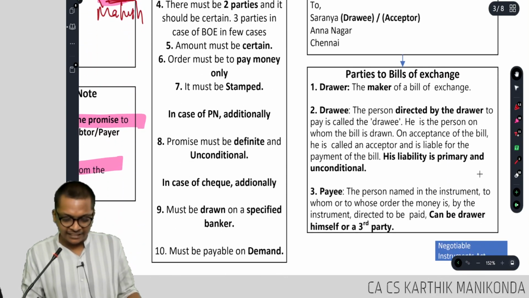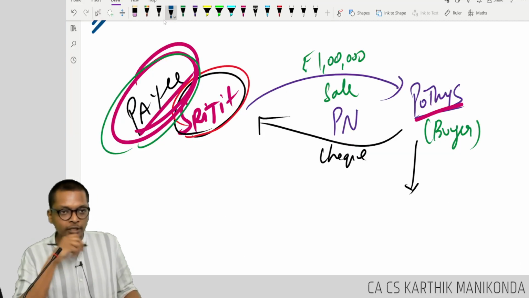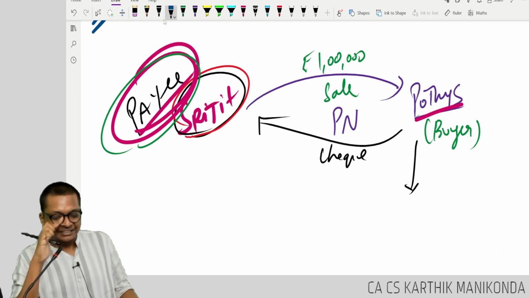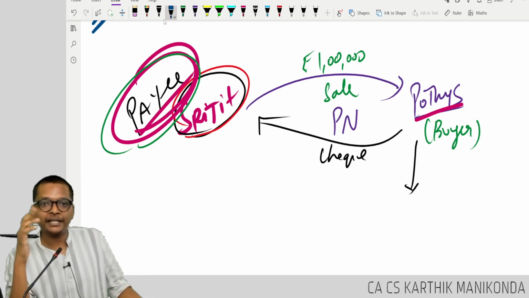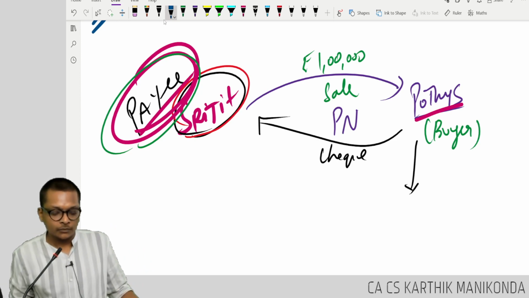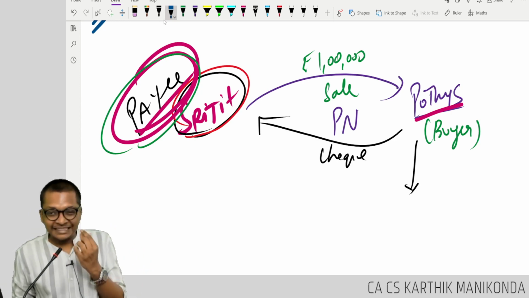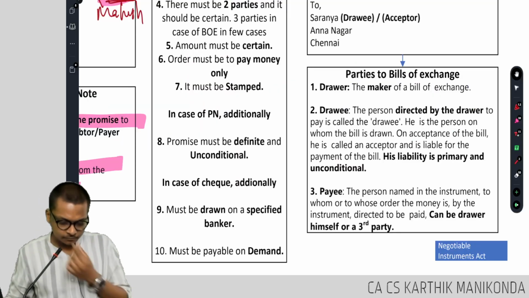Okay, a bill of exchange has three parties. Now, the bill of exchange is very important. Who will issue the bill? It can be anybody, but generally, who will issue? This is the little tricky part, you have to be very clear. Who is going to issue the bill?